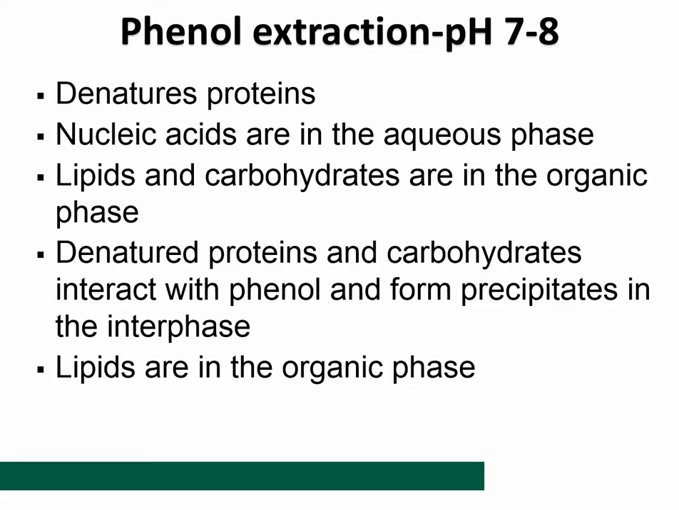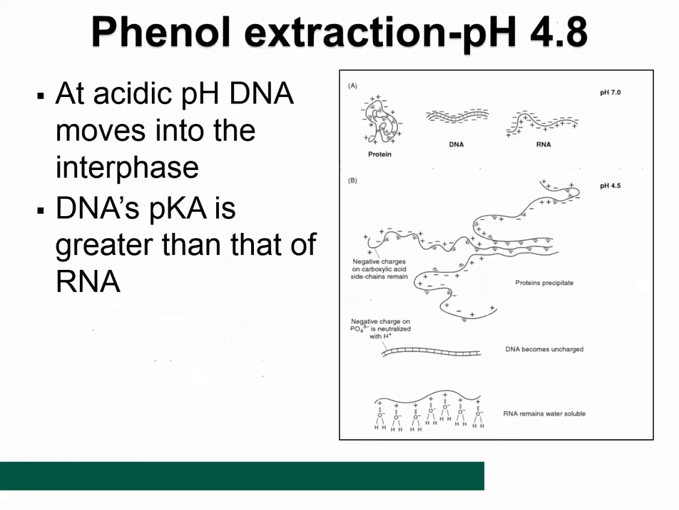And as we said, denatured proteins, carbohydrates, this is accomplished by phenol, and proteins are in the interphase, and lipids and carbohydrates are in the organic phase. Now, if you wanted to separate the DNA from the RNA, what you do is you make the phenol extraction pH lower, around 4 to 5.